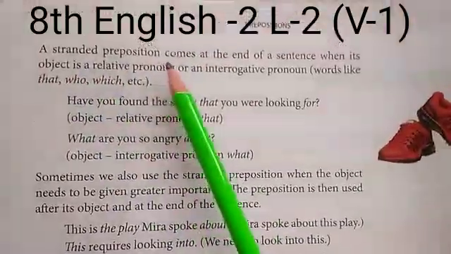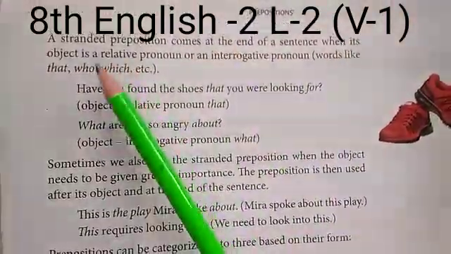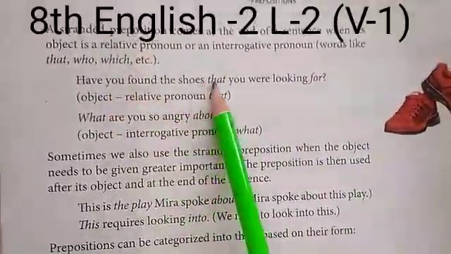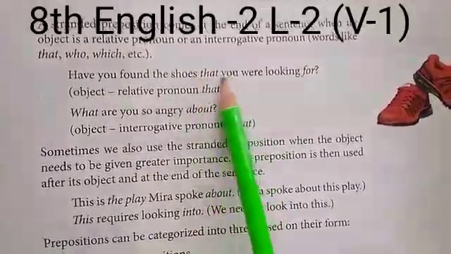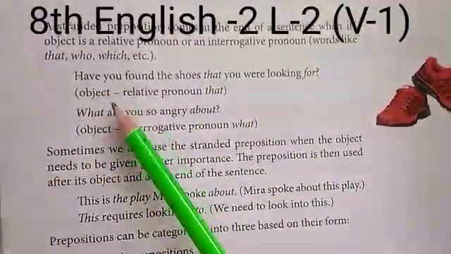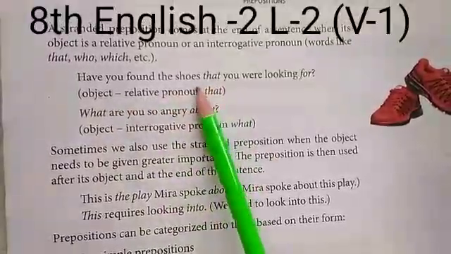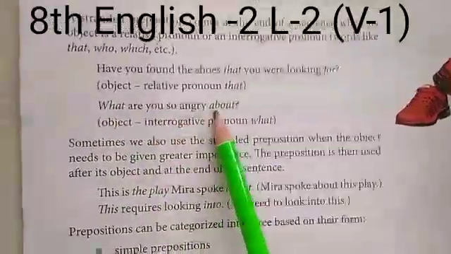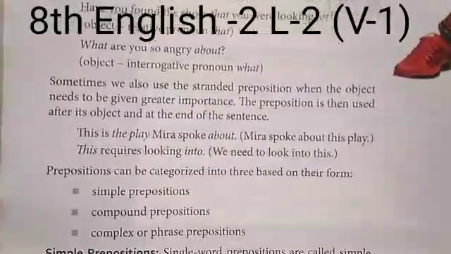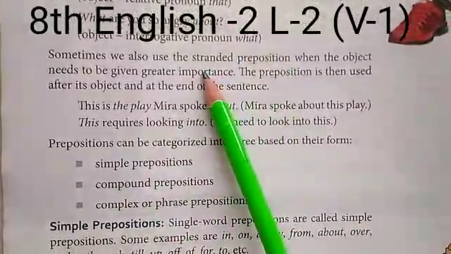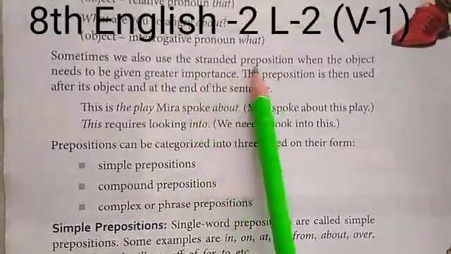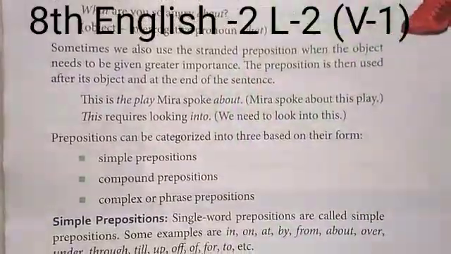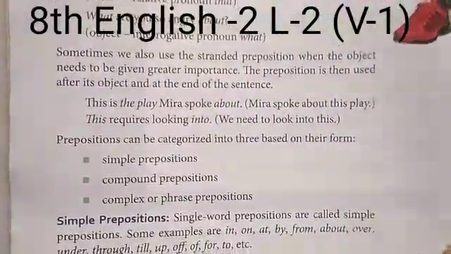And stranded prepositions come at the end of the sentence when the object is a relative pronoun or an interrogative pronoun. Example: have you found the shoes that you were looking for? So here the object is a relative pronoun, that is that, and here the object is an interrogative pronoun, that is what: what are you so angry about, right? So these are about stranded prepositions. Sometimes we also use the stranded preposition when the object needs to be given greater importance. So when we have to show the greater importance of the object, then we use the preposition at the end.